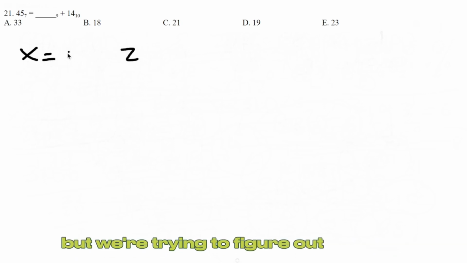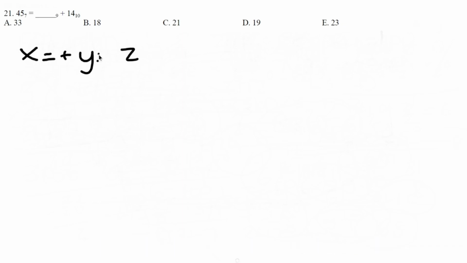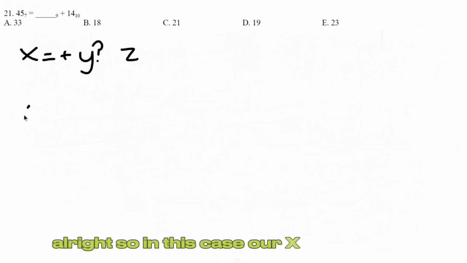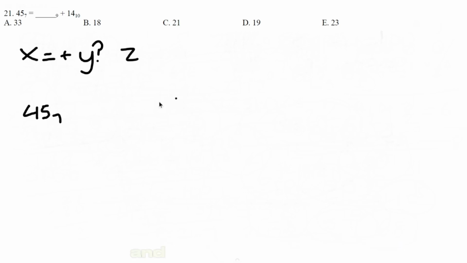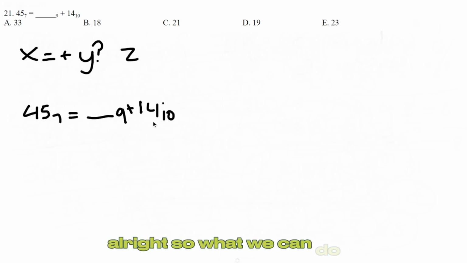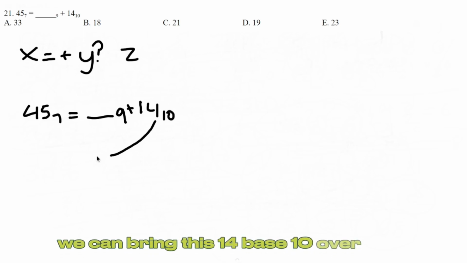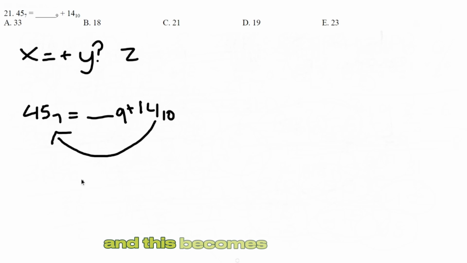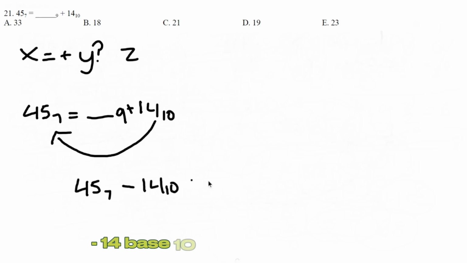Next, 45 base 7 equals what base 9 plus 14 base 10? So we can treat this like a variable equation. So we're given x, and we're given z, but we're trying to figure out what y is, because we don't know what y is. Alright, so in this case, our x is 45 base 7, and our z is 14 base 10. And we don't know what the base 9 number is. Alright, so what we can do is bring this 14 base 10 over here. And this becomes 45 base 7 minus 14 base 10 equals what base 9? Now this is much easier to solve.